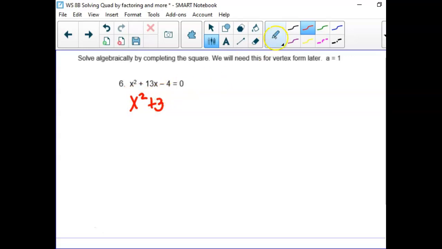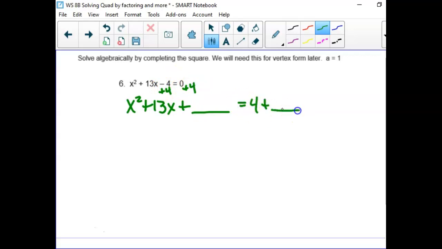Whoops, I forgot the 1 on the 13 already. X squared plus 13x. I'm going to go ahead and put a plus blank, but I'm going to add the 4 over to the other side. Okay, why is this ugly? Well, is 13 divisible by 2? We're going to have to use a fraction. Okay, so to factor this, we're going to have x plus half of 13. I would like you to just write 13 over 2, please.